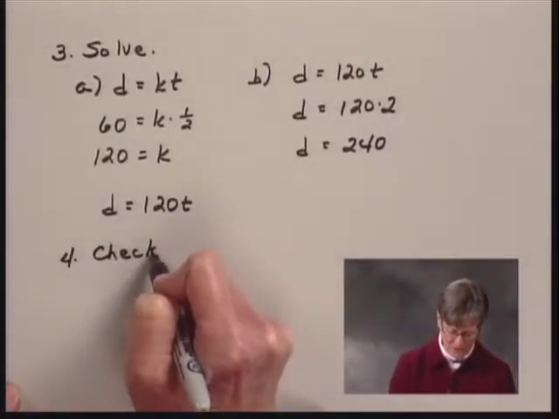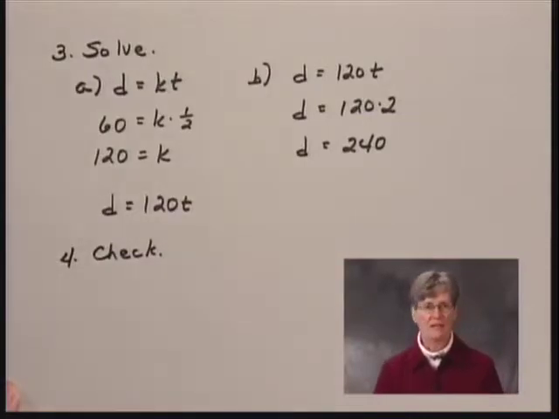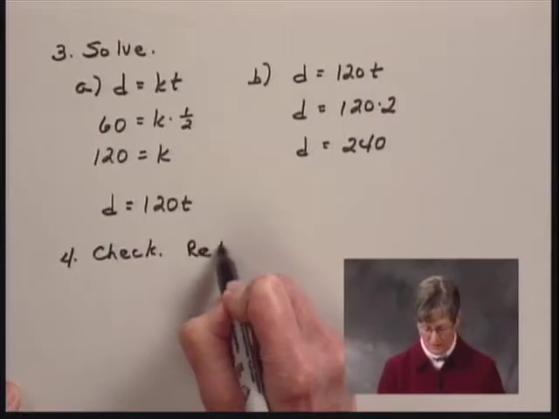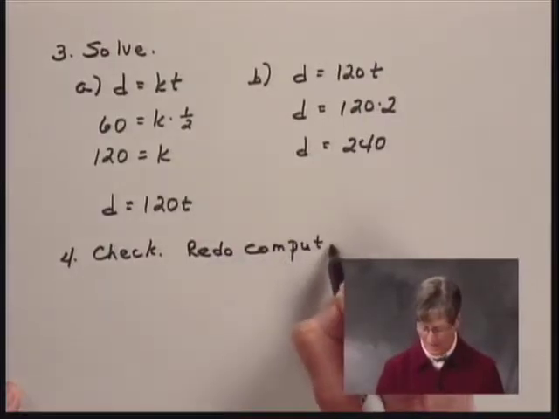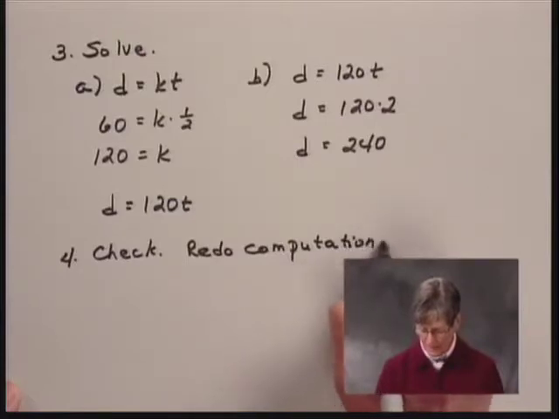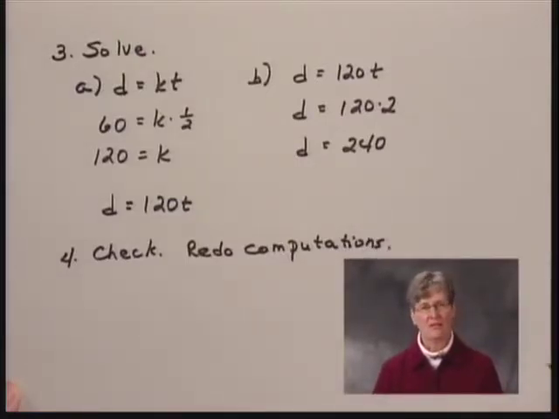in the original problem. One of the things that we can do to check is to redo the computations. Just make sure we didn't make any arithmetic or algebra mistakes. And the other thing that we can do is just to think about whether this seems like a reasonable answer.